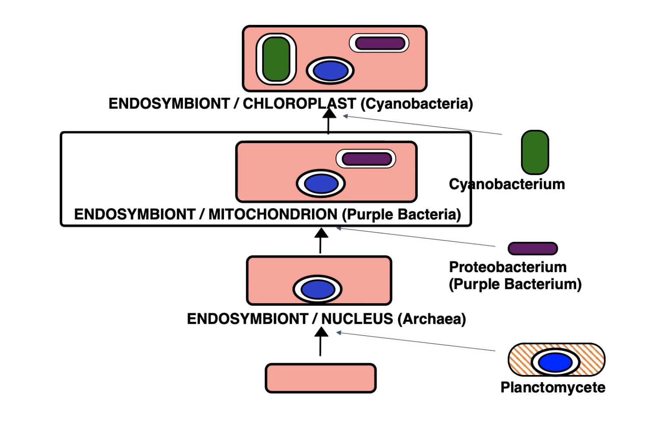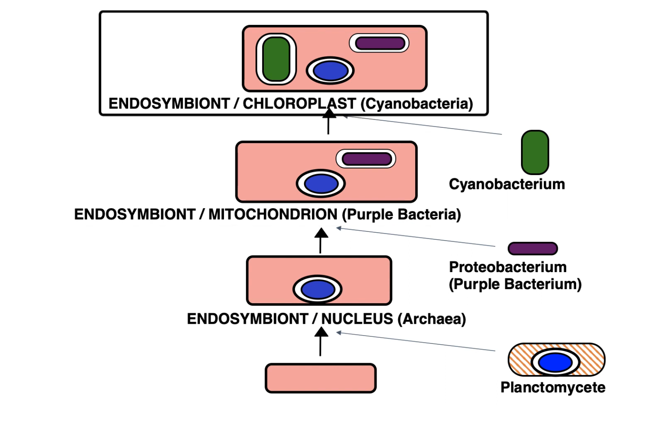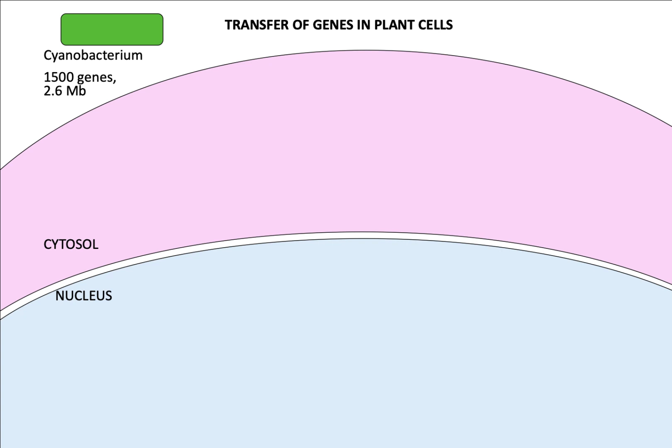And then, as I said, about 1.9 billion years ago, inside of one of those protist cells that was a eukaryote with a mitochondrion, then a cyanobacterium entered to become the plastids, or chloroplasts. So this shows how this process likely occurred.